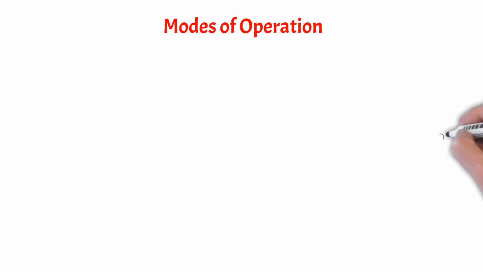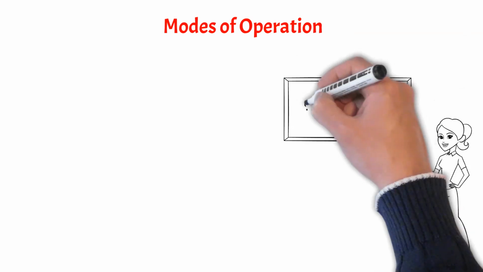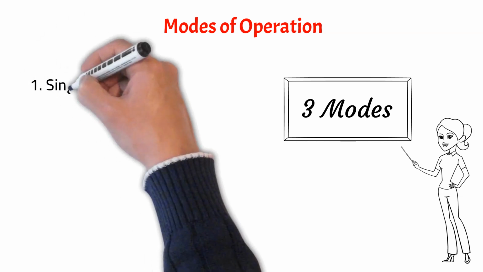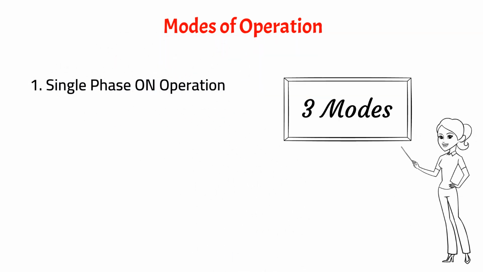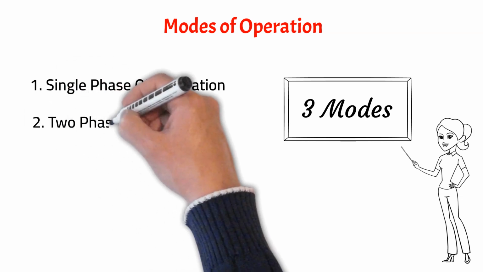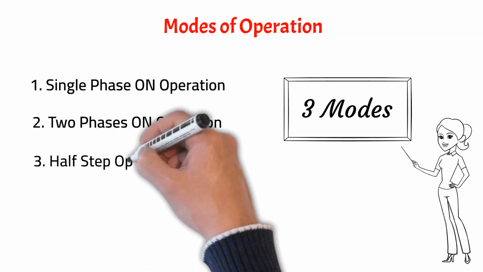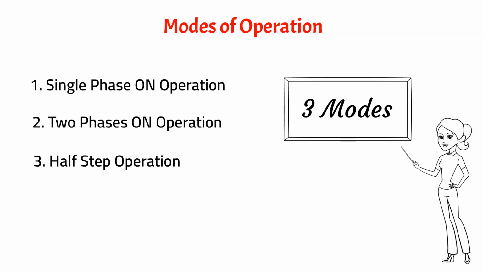Now, let's move on to the modes of operation of stepper motors. Basically, there are 3 modes of operation discussed in this practical as number 1, single phase on operation, number 2, 2 phases on operation, and number 3, half step operation. We'll have a quick look at these modes of operation one by one.